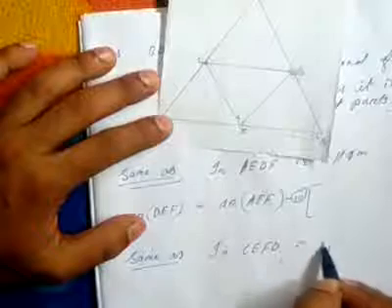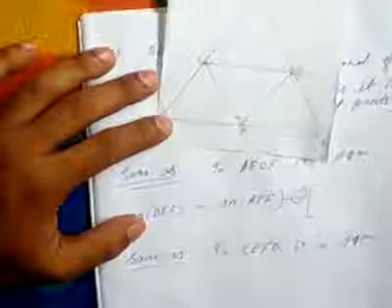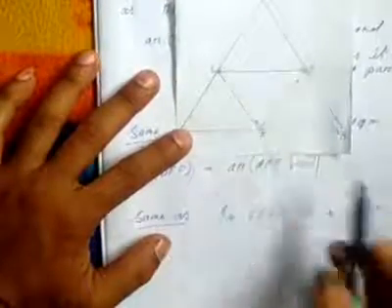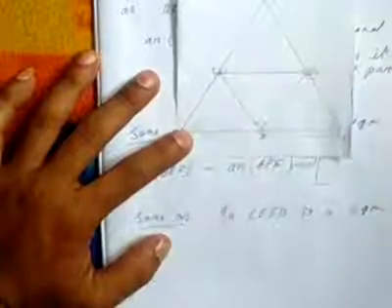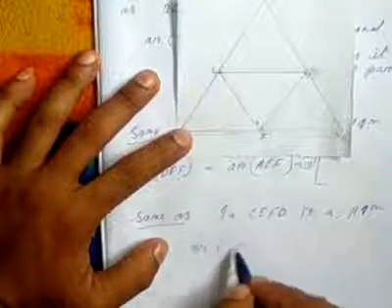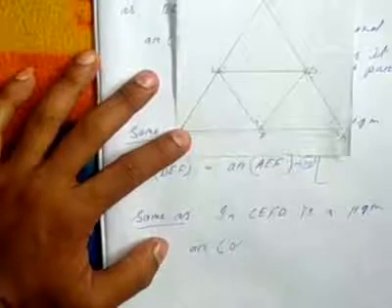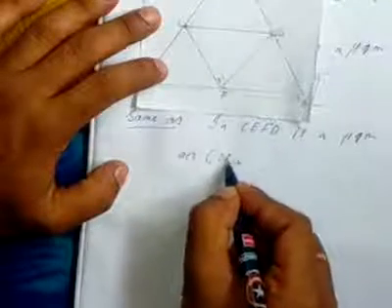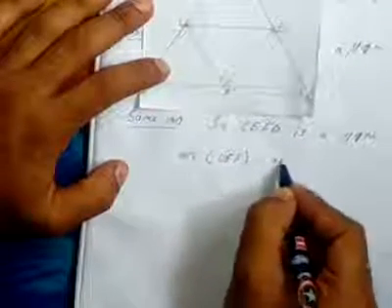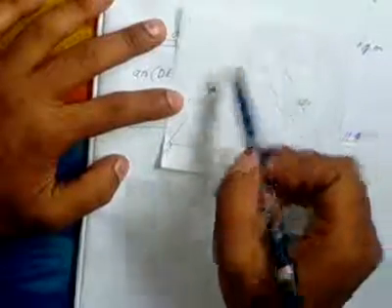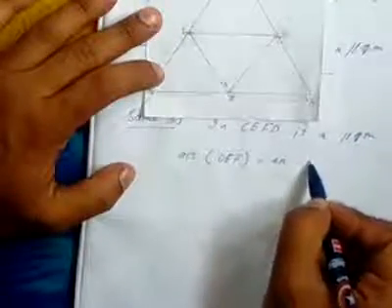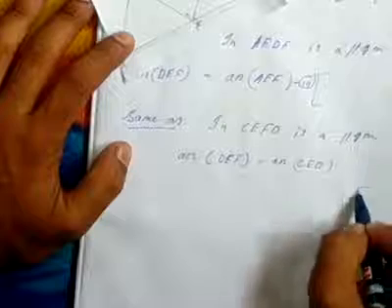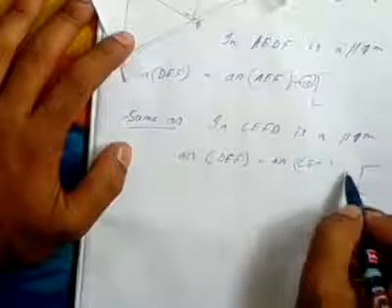CEFD is a parallelogram. So if ECFD is a parallelogram, then this triangle DEF is equal to this triangle, area of triangle CED. So we can write area of DEF is equal to area of CED. The reason will be the same, you can copy this one. This is equation number 4.